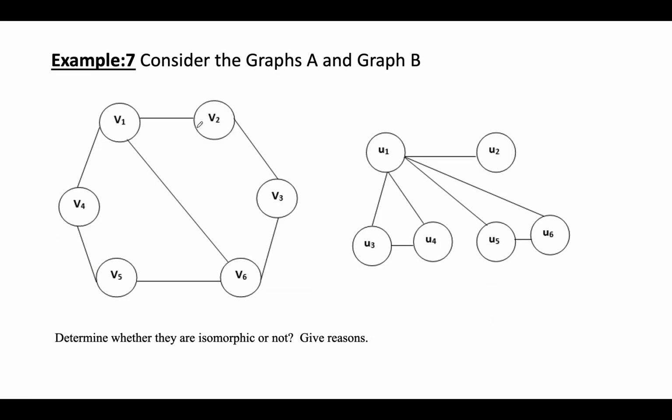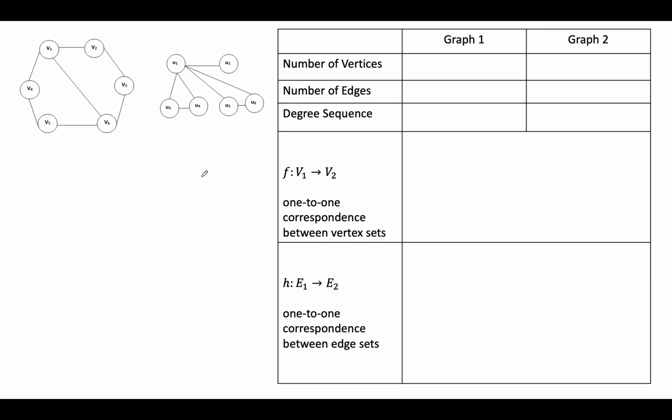Another example here, and we have graph A and graph B. And if you notice, we can see that the edges are not labeled. So we will do the same. We will check each condition. For the number of vertices, we have 1, 2, 3, 4, 5, and 6 in graph 1. In graph 2, we have 1, 2, 3, 4, 5, and 6. So the first condition is met successfully. For the number of edges, here we have 1, 2, 3, 4, 5, 6, 7 edges. And here we have 1, 2, 3, 4, 5, 6, and again 7 edges.